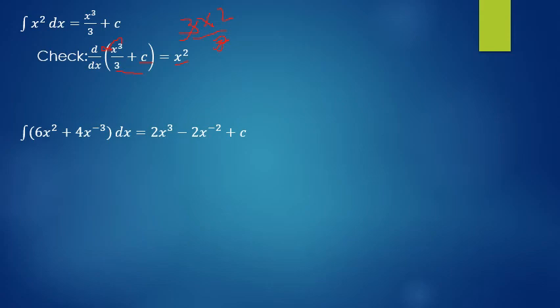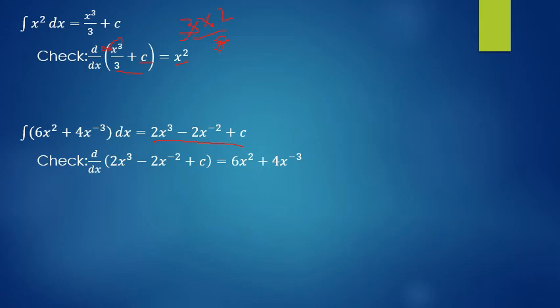Another example, the last example that we had, the 6x squared plus 4x to the negative 3. Our answer there was 2x cubed minus 2x to the negative 2 plus c. So if we get the derivative of that, we should be able to get back 6x squared plus 4x to the power negative 3.